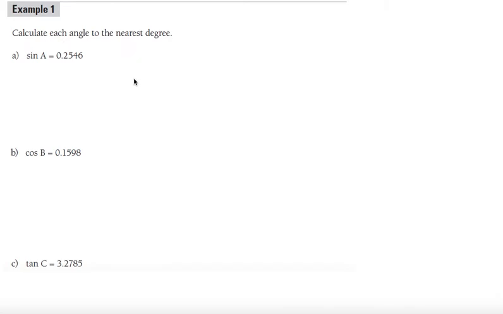Up until now, all of our examples, we've been looking for the side of a triangle. We've been given the angle and we're asked to find the side. Now we're asked to find the angle. So we know the ratio between the opposite and the hypotenuse is equal to 0.2546, but we don't know what the angle is. So we've got a function.